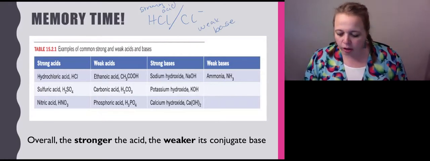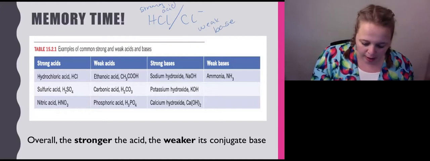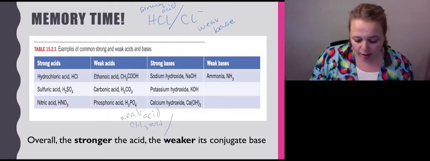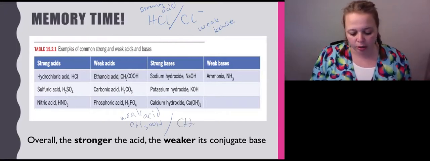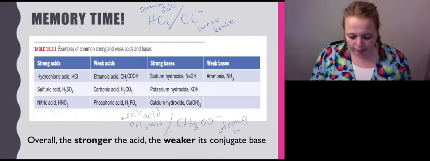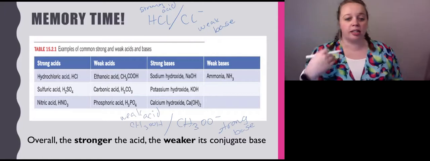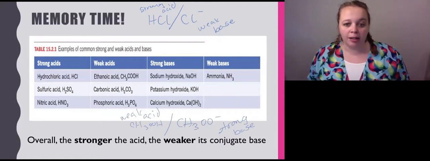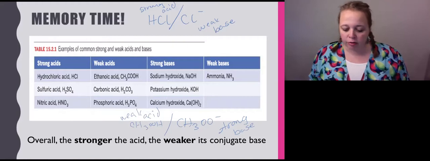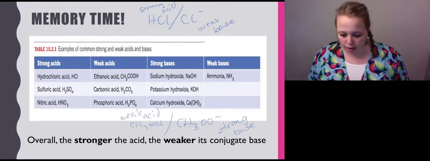On the contrary, though, we've got things like ethanoic acid, CH3COOH is the acid. It is a weak acid, and its conjugate base is CH3COO minus, and it is a strong base. The ethanoate ion that forms there is really easily just going to accept a H plus to make it complete. So overall, the stronger your acid, the weaker your conjugate base.